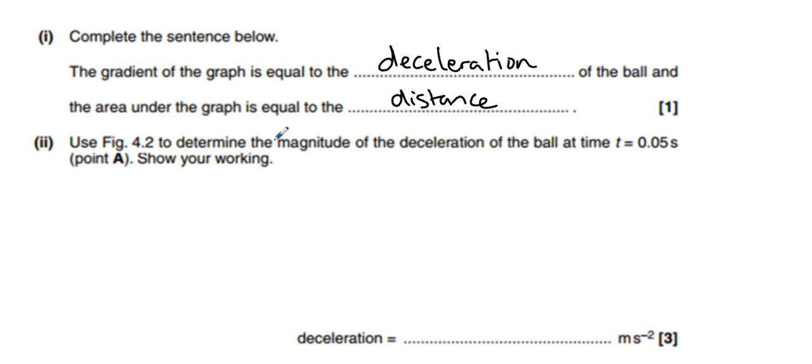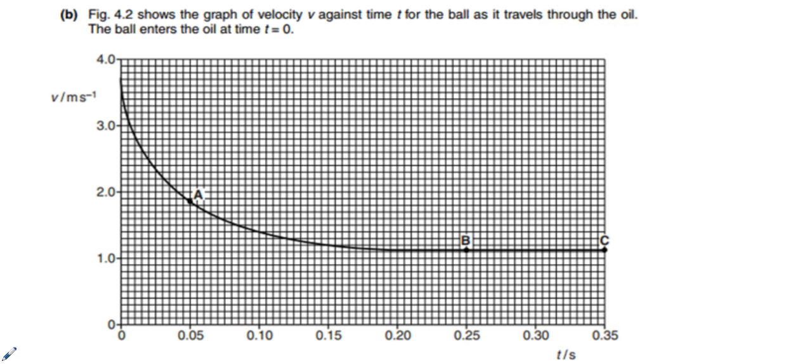So the next part: use figure 4.2 to determine the magnitude of the deceleration of the ball at t equals 0.05 seconds, which is point A. Show your working. Well, we know the deceleration is the gradient of the graph. The problem is the gradient is constantly changing down here. So to work out the gradient at point A, if you remember from class, you need to take the tangent at point A and calculate the gradient of that tangent. Hopefully I can try and show you this on the graph.